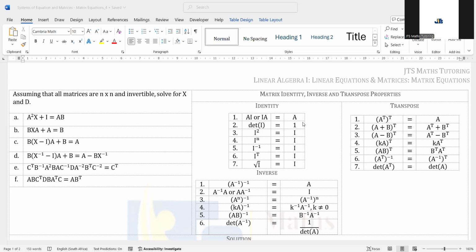So I've given you some known properties which you need to know to be able to solve these equations. This is not all there is to it, but this is enough arsenal for you to be able to tackle the given problems. Let's get going. All right.